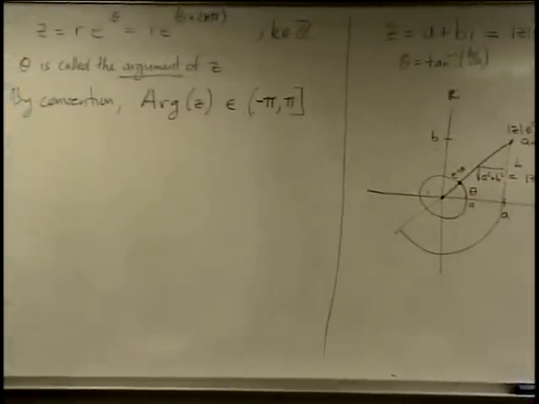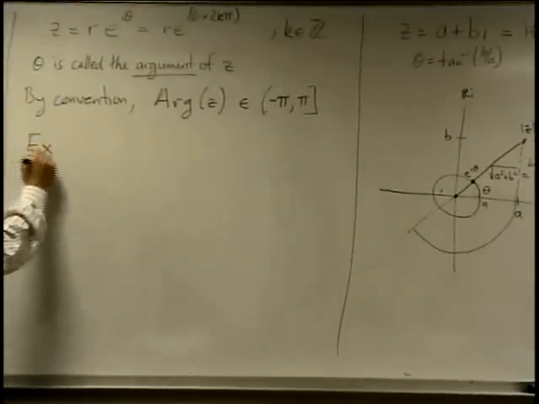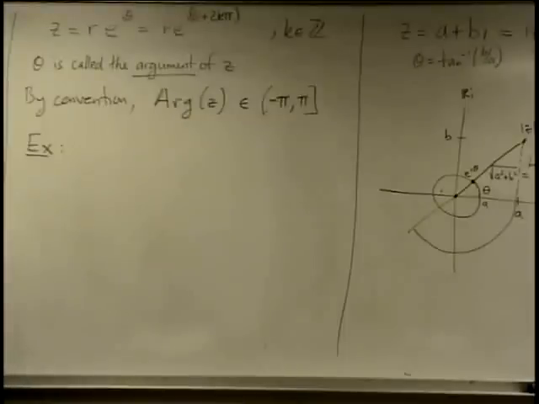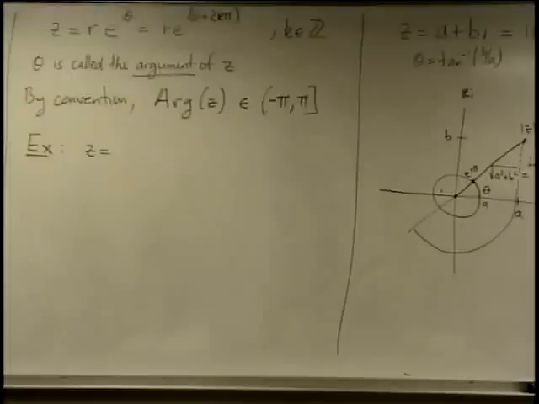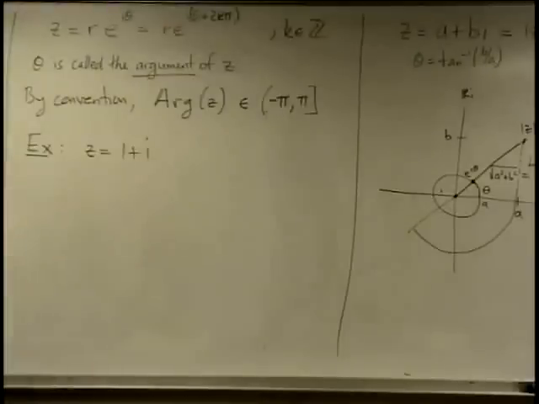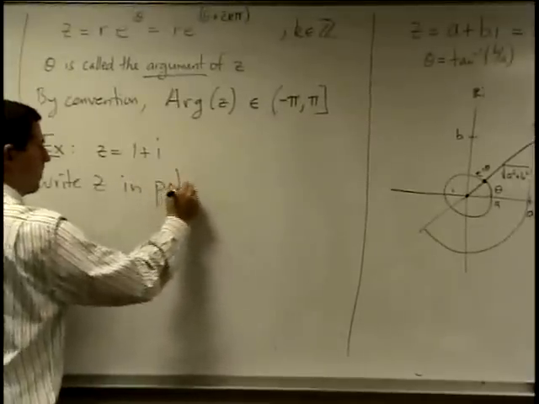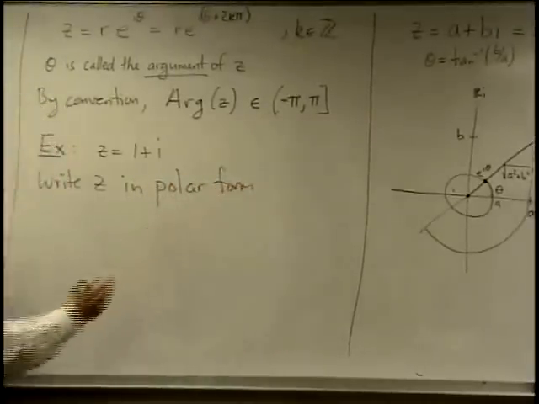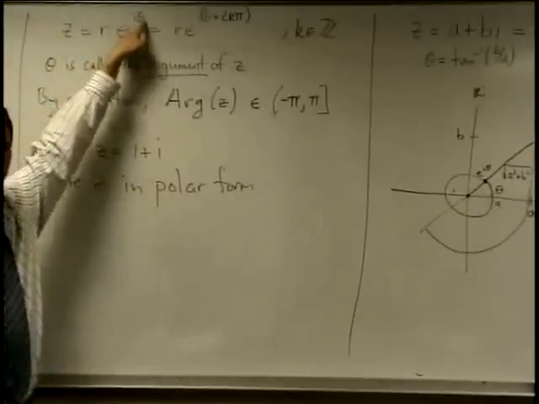All right, let's just do a quick example. Let's say I let z equal, well, an easy one, 1 plus i. And I want to write this in polar form. Well, we need two things. We need to know the r, and we need to know the theta, or if you like, the argument.